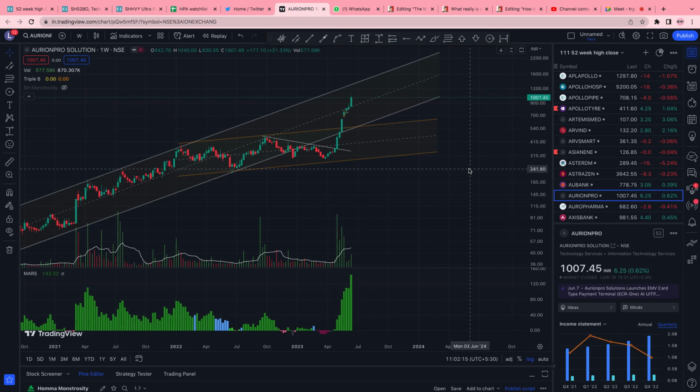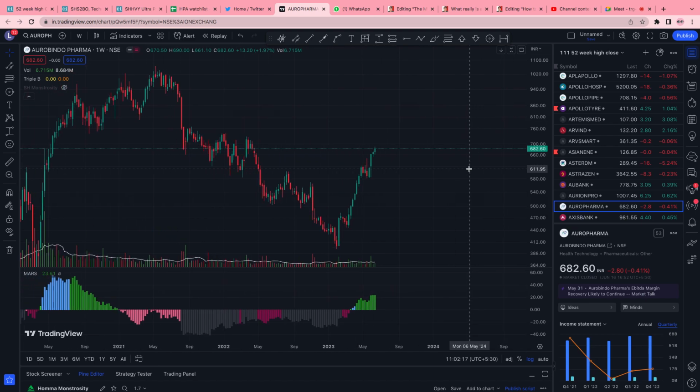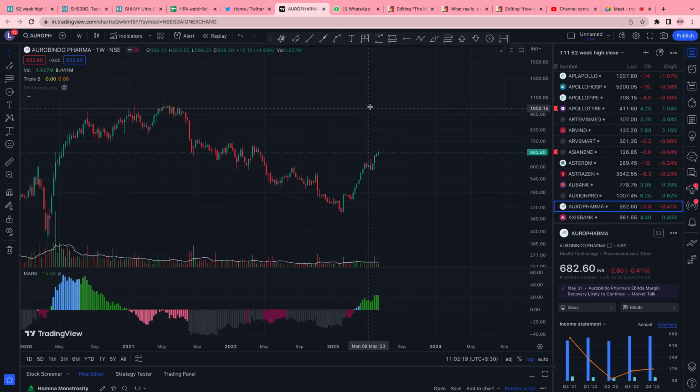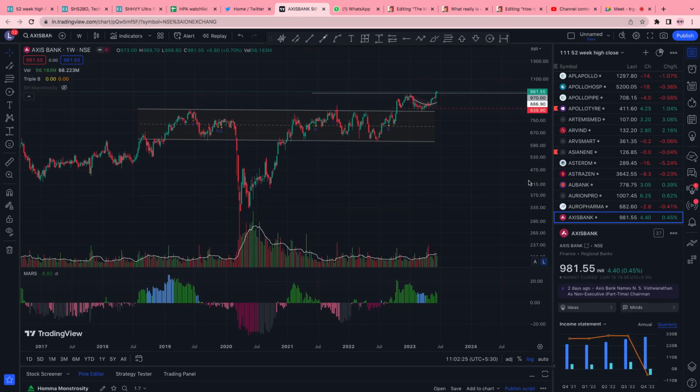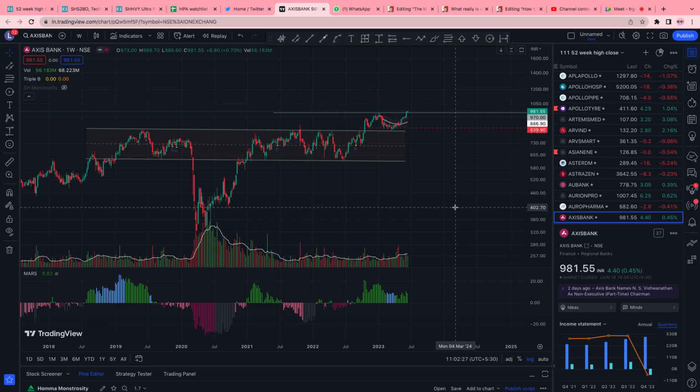Okay, so that's the concept of overhead supply, and that is why buying here is not good, because then you will meet overhead supply at 1060. Axis Bank is a bank which looks good as compared to all the private banks. So I like this.